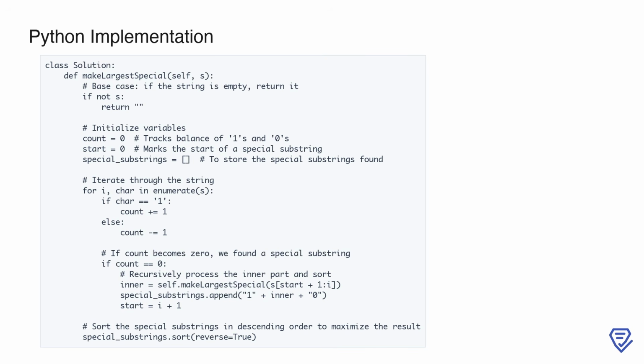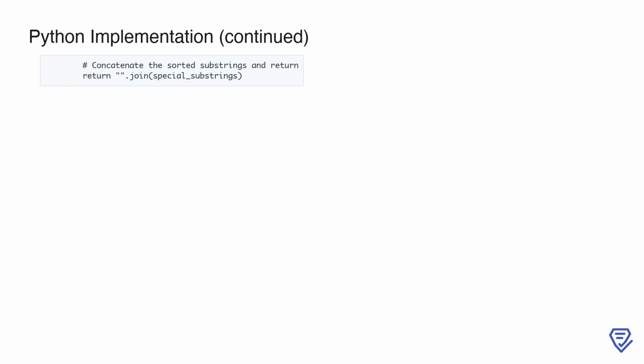After sorting the special substrings in descending order, the next step is to concatenate them into a single string. This is achieved using the join method on the special_substrings list. The resulting concatenated string represents the largest special binary string that can be formed from the given input. Finally, we return this string as the output of the function. With this, the implementation is complete, and the function effectively transforms the input string into the lexicographically largest possible special binary string by leveraging recursion, sorting, and careful substring manipulation.